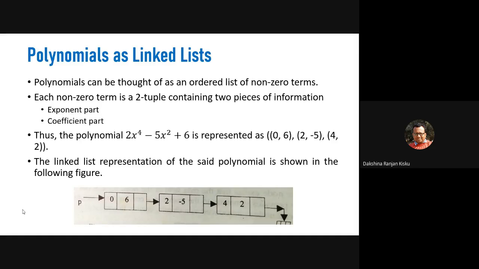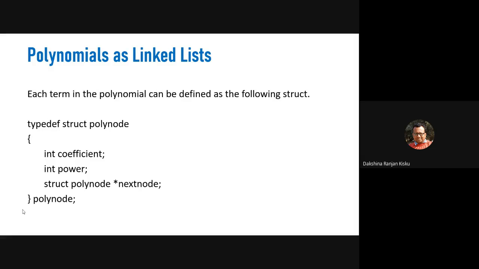So for each non-zero term, we can use a node, and that can be represented by a self-referential structure. Now let us look at the self-referential structure. Here each non-zero term in the polynomial can be defined by the self-referential structure. So here we are writing the self-referential structure for polynode.